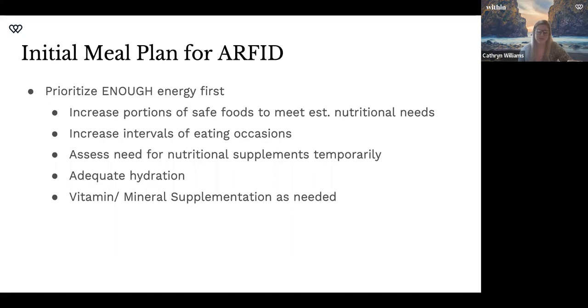Hydration is definitely one that sometimes can get missed too with these clients. So sometimes with ARFID clients, they not only struggle with getting enough food in, but also getting enough fluids in. So we might need to use some foods that might be more hydrating, things like applesauce or puddings, yogurts, things that are going to be naturally hydrating for the client. And then lastly, getting some vitamins or minerals on board, depending on what the client's deficiencies are.